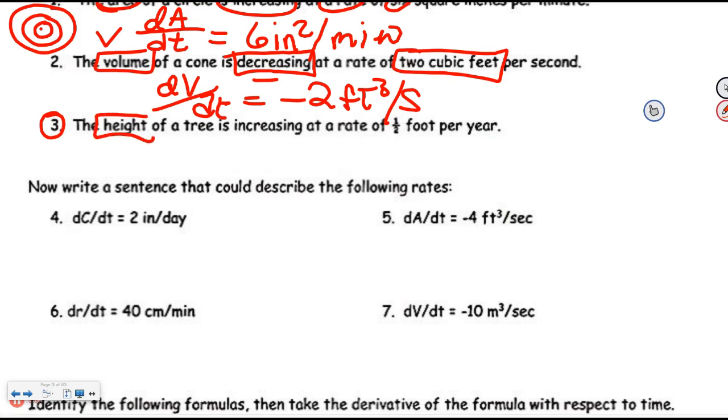So this is a height changing, I'll call that h, and it's the height of a tree. The tree's growing, so it's increasing at a rate of a ½ foot per year.